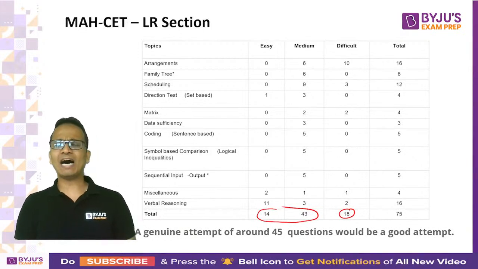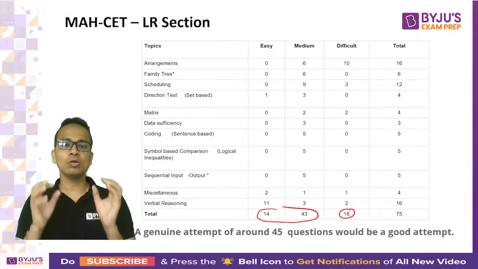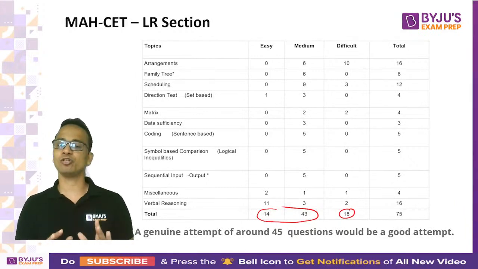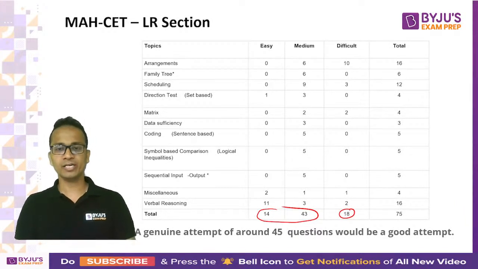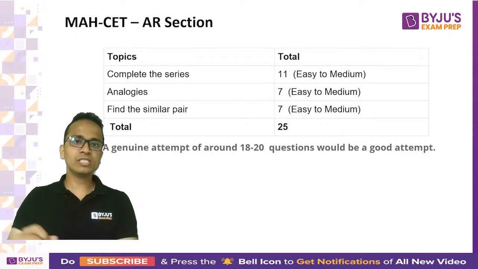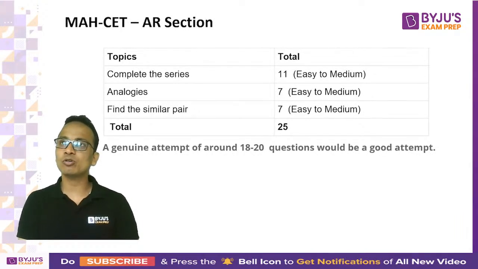So after spending somewhere around 45 minutes in logical reasoning, you will be able to genuinely attempt 45 questions minimum, if you have built your speed, right? Now moving towards the last section, the analytical reasoning section. Yes, again, these questions will require less amount of time.